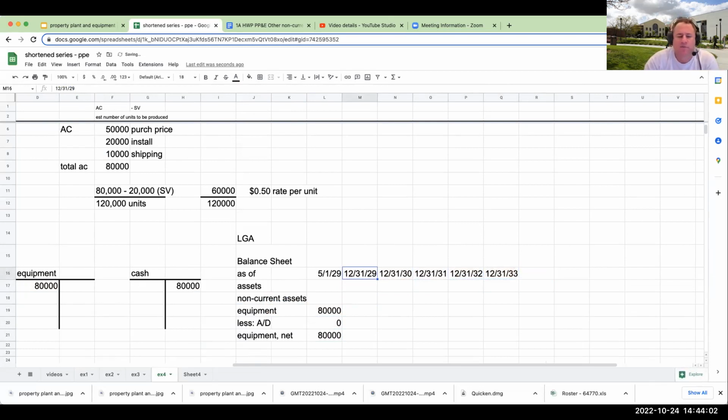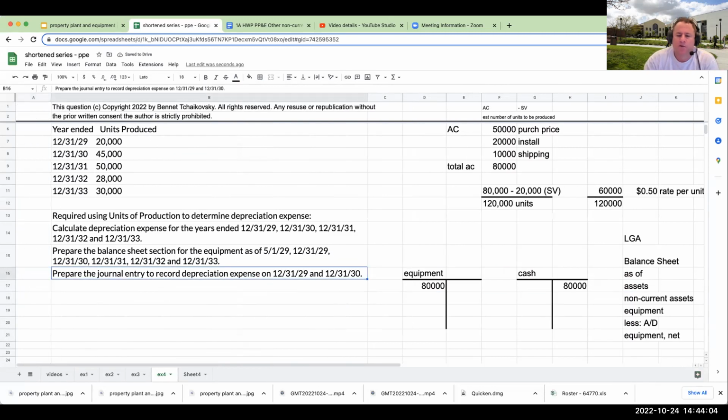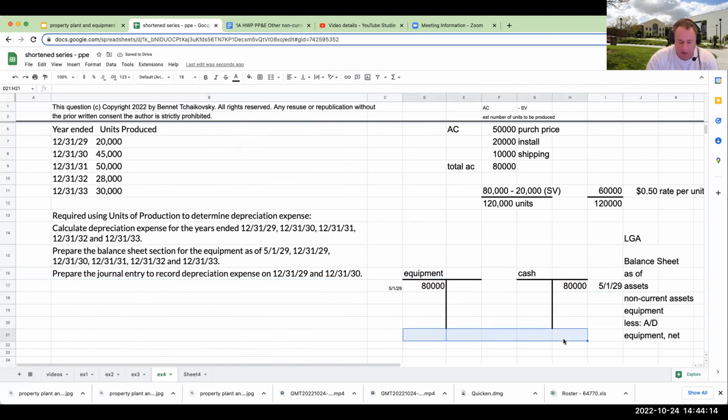I think we only have to do this out for a few years. Okay, so that's what it looks like when I originally went through and bought the equipment on 5/1/29. Now, when we get to the end of the year, so we get to year end, what do we need to go through and do?